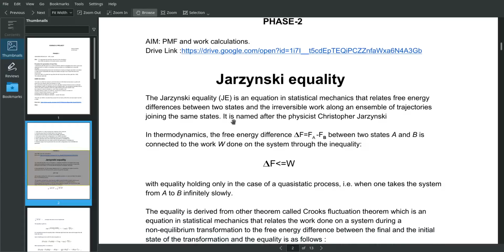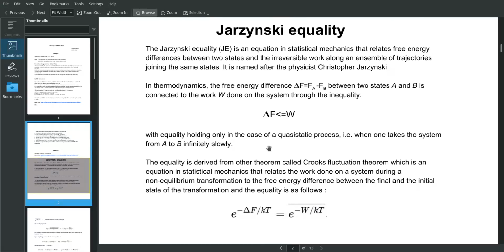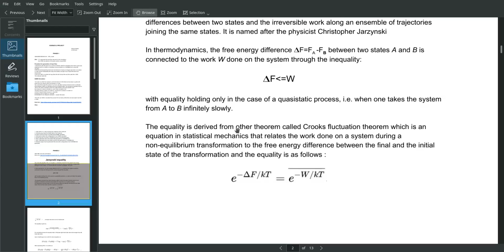In thermodynamics, the free energy difference ΔF = F_A − F_B between two states A and B is connected to the work done W on the system through the inequality ΔF ≤ W, with equality holding in the case of a quasi-static process. That is, one system can be taken from state A to state B very slowly, infinitely slowly.